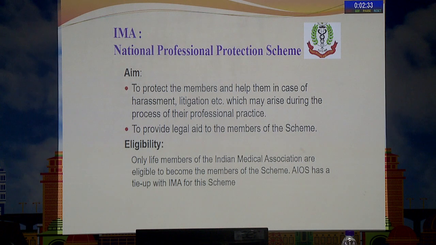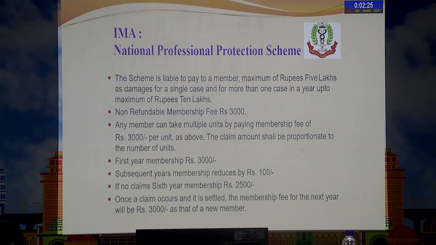Coming to the IMA policies, the aim is again the similar aim, and the eligibility is only for the life members of the IMA. And here the scheme is liable to pay the member maximum of rupees 5 lakhs. They have units of 3,000. A non-refundable membership fee of 3,000 rupees per annum needs to be paid for a cover of rupees 5 lakhs. And you can take additional number of units. If you take 9,000, you are covered for 15 lakhs, something like that.